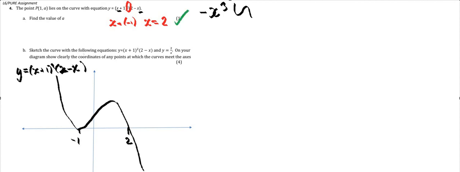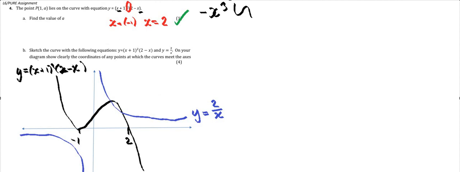Okay, now sketch the curve with the following equations. y equals (x plus 1) squared times (2 minus x). Done. And now y equals 2 divided by x. Remember, this is a reciprocal. So reciprocal, we know what that looks like. We know that this is basically like that. Remember the 2 divided by x rather than 1 divided by x means it's slightly higher, but at this point we're more interested in the fact that it's got an asymptote and the shape of the curve.